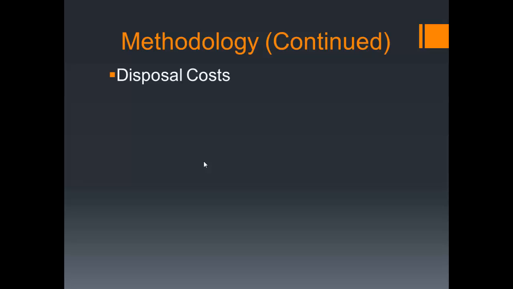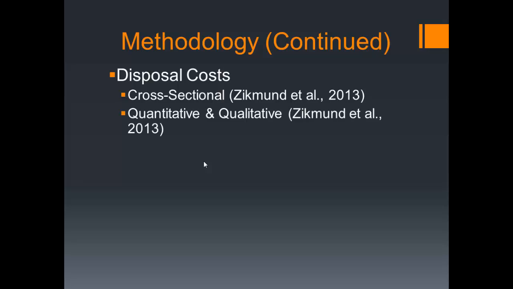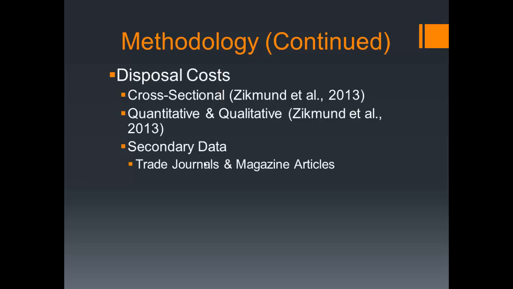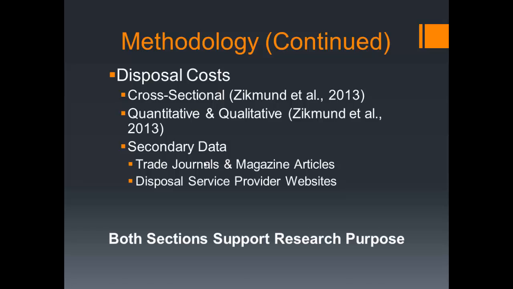On the other side is the measurement of disposal costs. And this will be a cross-sectional survey, so it will look at the industry as it currently stands and see what the disposal costs are for IT hardware and peripherals. It will also involve quantitative and qualitative research, and in addition to the primary data from exactly talking to these vendors, there will also be secondary data in the form of examining trade journals and magazine articles regarding IT hardware and peripheral disposal, as well as looking at the service provider websites for these disposal services. And both of these sections do support the research purpose.